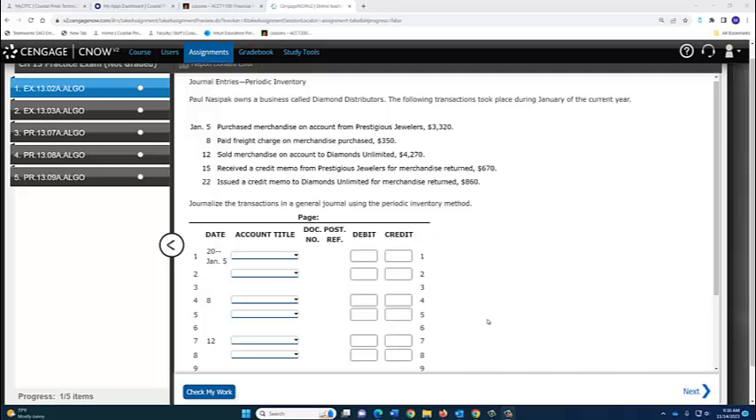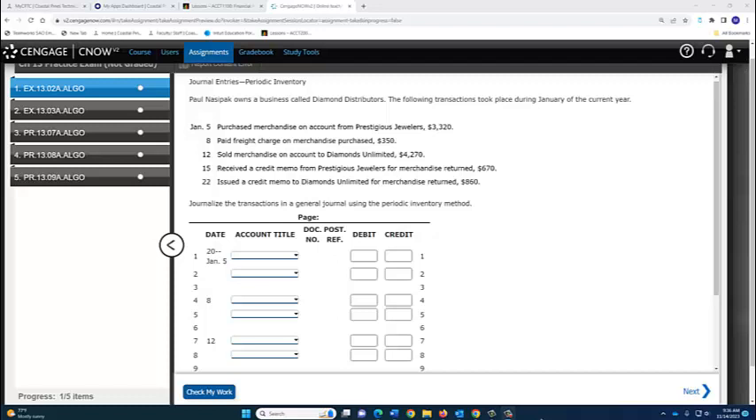This is a review of the Chapter 13 practice exam. Whatever you're asked to complete here, you're going to also have to know how to complete on your actual exam. We're going to start out with accounting for merchandise inventory using the periodic method.